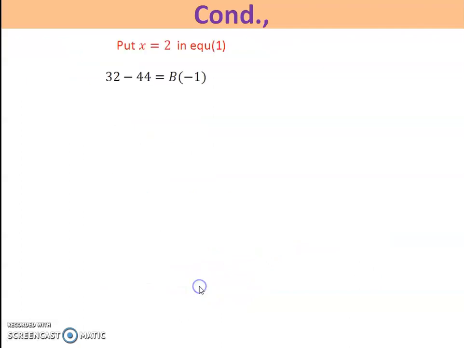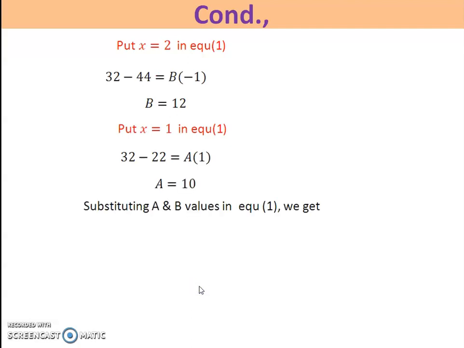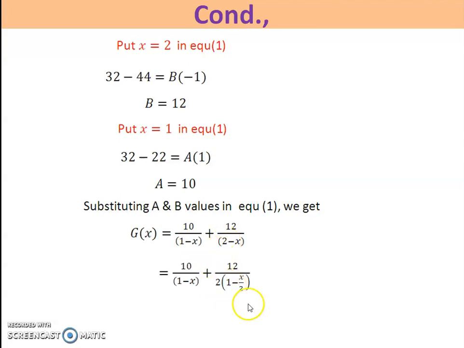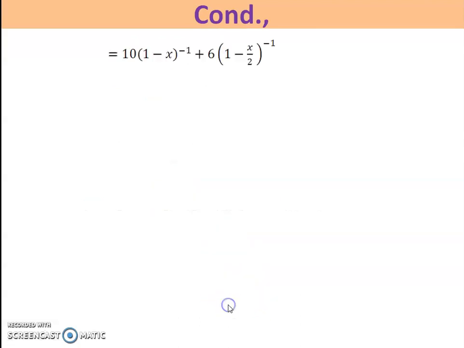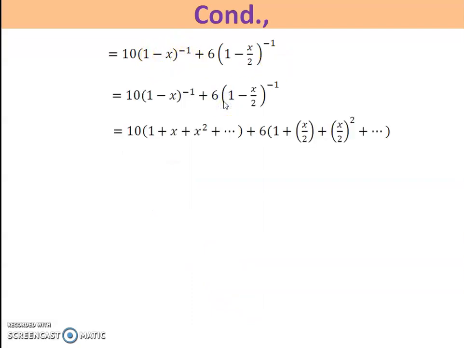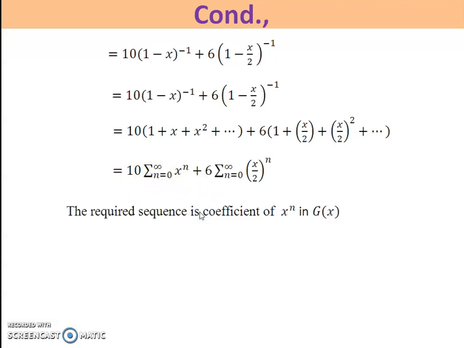If you put x equal to 2, we can easily find the value of b. If you put x equal to 1, you can easily find the value of a. Substitute the values of a and b. Then take 2 away from here. We get this equation, right? Now expand the summation using binomial series. Okay. Now what is the required sequence? It is the coefficient of x power n in g of x. That is an equal to 10 plus 6 into 1 by 2 power n, which is the required sequence, right?